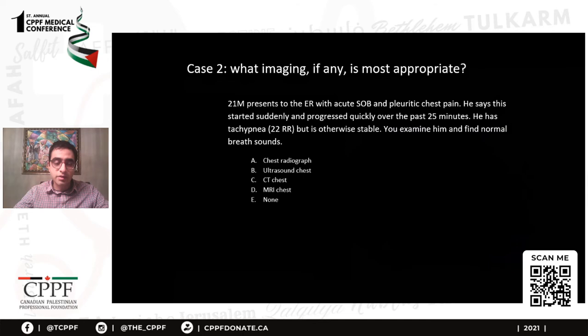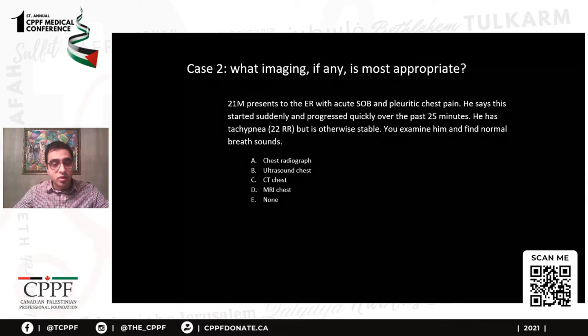All right, moving on to our second case. So you have a 21-year-old male who presents to your emergency department with acute shortness of breath and pleuritic chest pain. He says this started suddenly and progressed quickly over the past 25 minutes. He has tachypnea at 22 respirations per minute, but is otherwise stable. You examine him and find normal breath sounds. Is it a chest radiograph, ultrasound chest, CT chest, MRI chest, or none of the above? You have 30 seconds.